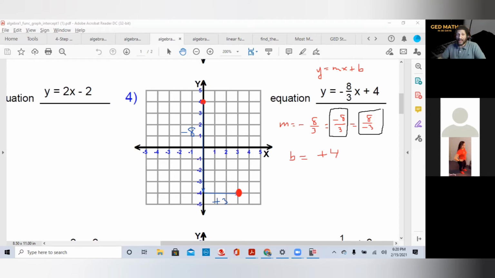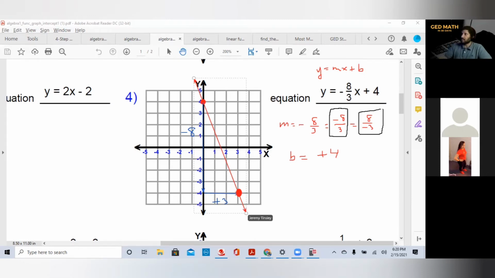And now we have our line because we only need 2 points. And that's not to scale or correct, but I'm trying to go through those 2 points. Let me see if I can, right there, we go. And that would be our line.